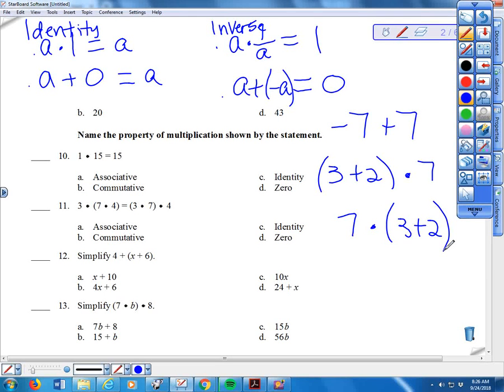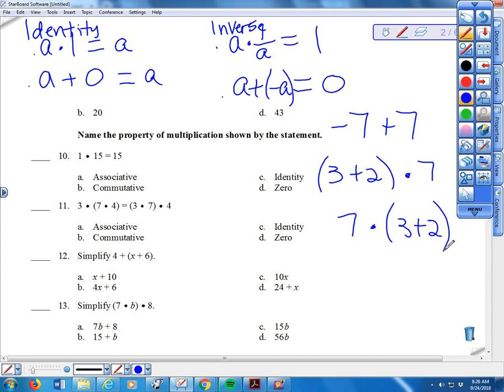In the first example, the association was 3 and 2, right? In the second example, did the association change? It didn't. I still have 3 and 2. So what did change? Well, the order of the numbers did. First I had 3 plus 2 times 7, and then I switched it to 7 times 3 plus 2.